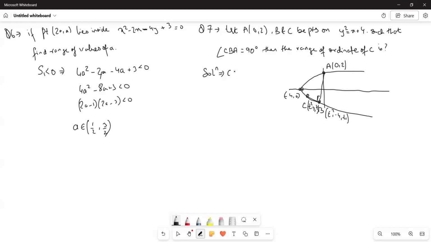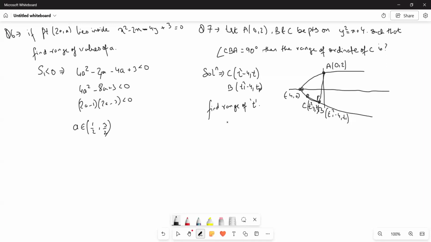Okay, so C's coordinates can be taken as (t² − 4, t), and B's coordinates can be taken as (t1² − 4, t1). The reason for taking this notation is that the question will reduce to finding the range of t. The ordinate of C is t, so the question changes to finding the range of t.